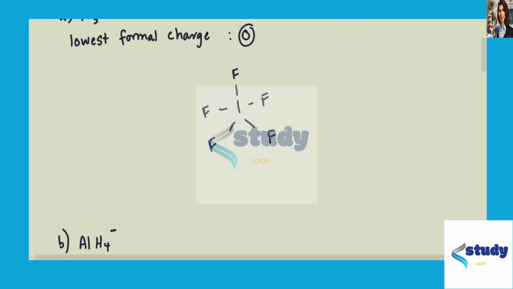But first, let's calculate the number of valence electrons to see how many of those we need to do. We see we have 7 for the iodine plus 7 for each of the 5 fluorines, so that gives us a total of 42. We've taken care of 10 here with the single bonds. We need to then cover the remaining 32 with lone pairs. So let's just draw and complete the outer valence shells for the fluorines and give them a full octet.